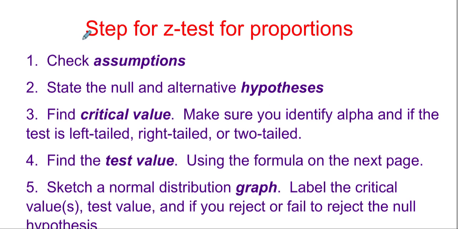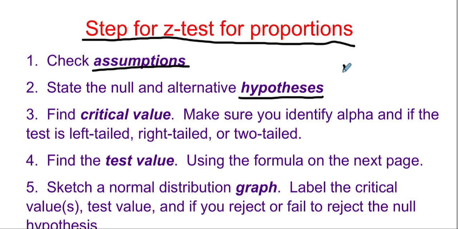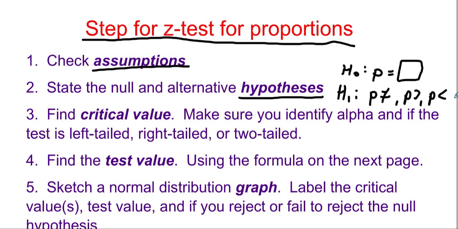As mentioned in the beginning of the video, there's a 7-step process for performing a z-test for proportion. Step 1, you check your assumptions. We already listed the 2 assumptions. The 2 assumptions were that the data must be collected randomly and the data must come from a normal distribution. Next step, you will state the null and alternative hypotheses. So the null hypothesis would be the population proportion is equal to some value, and our alternative hypothesis will be the population proportion is not equal to, greater than, or less than that stated value in the null hypothesis, all based on the context of the problem.